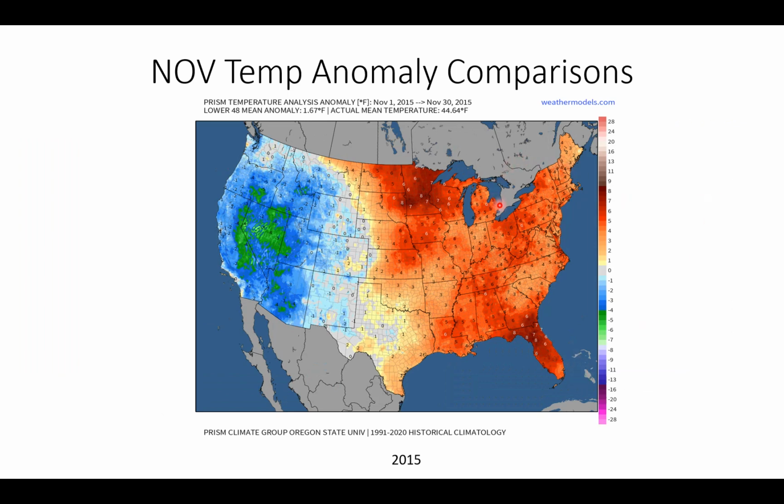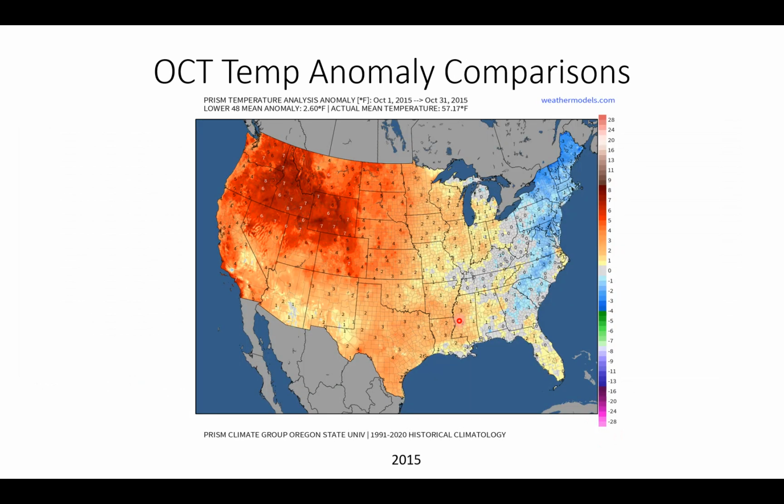And then this was the November 2015 temperature anomaly. Look how above normal things were east of the Rocky Mountains in 2015. It was almost like the fall predicted the winter here as far as the temperatures and how mild. It was a foreshadowing thing here.